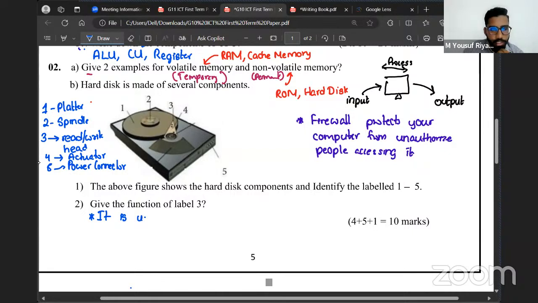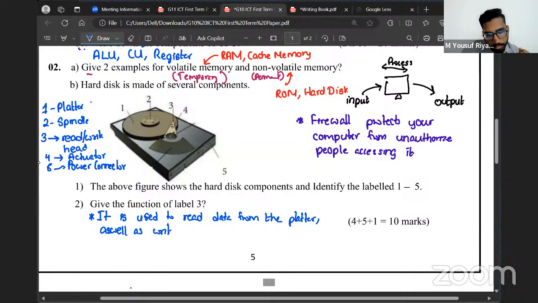Okay. So if you take the third one, the read write head, it's used to read data from the platter as well as write data to the platter. It is used to read data from the platter as well as write data to the platter.